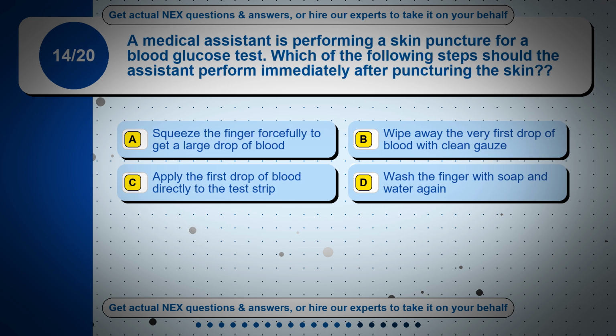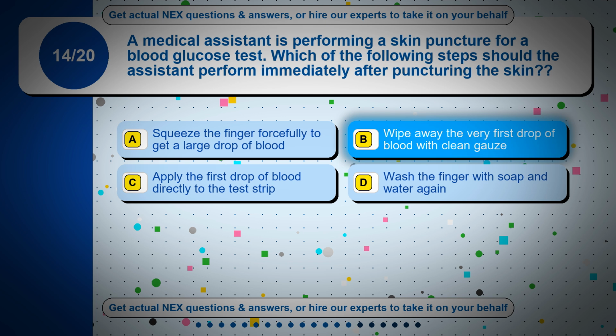Question 14. A medical assistant is performing a skin puncture for a blood glucose test. Which of the following steps should the assistant perform immediately after puncturing the skin? Option A, squeeze the finger forcefully to get a large drop of blood. Option B, wipe away the very first drop of blood with clean gauze. Option C, apply the first drop of blood directly to the test strip. Option D, wash the finger with soap and water again. The correct answer is option B, wipe away the very first drop of blood with clean gauze.